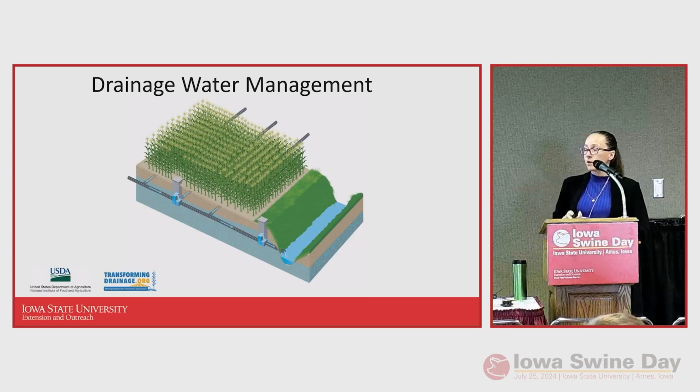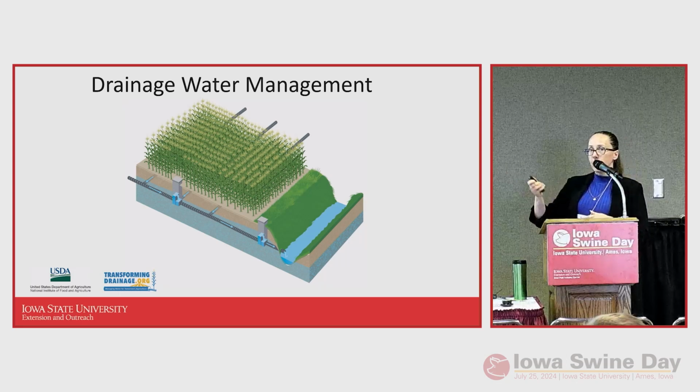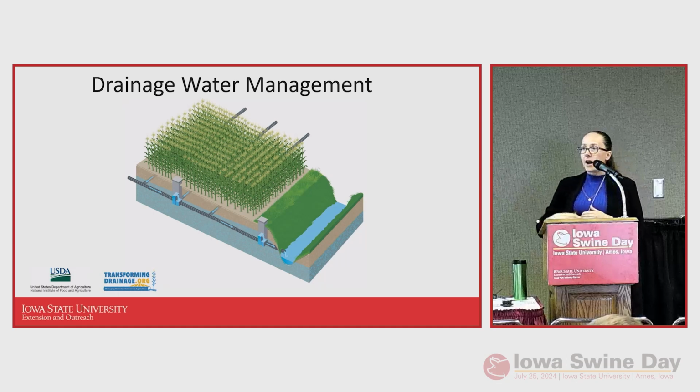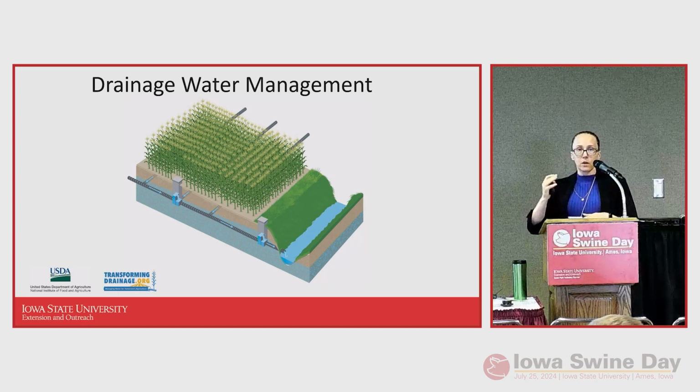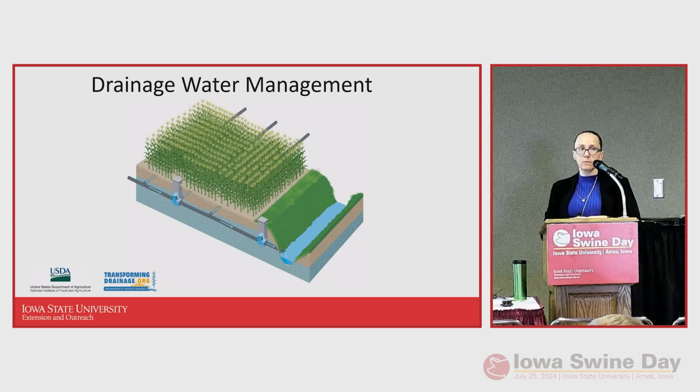And finally, we have drainage water management. This is where you insert control structures along your tile main throughout your field. And with this, you can raise or lower the height of that weir structure. So if you raise the weir, you increase the water table in your field. If you remove the weir plates, you're going to decrease the water level.